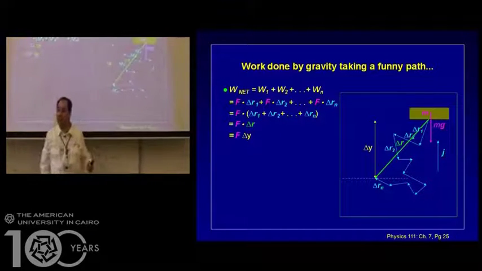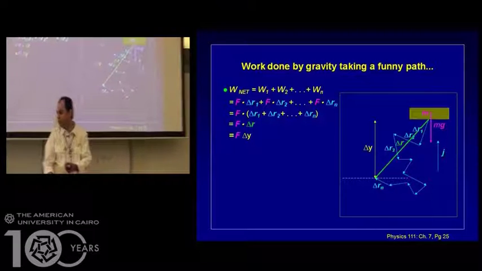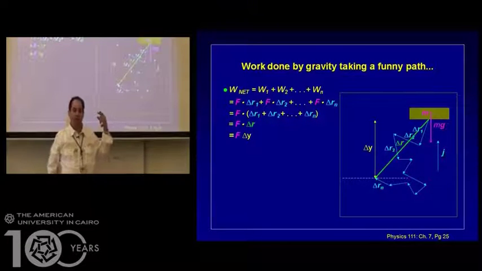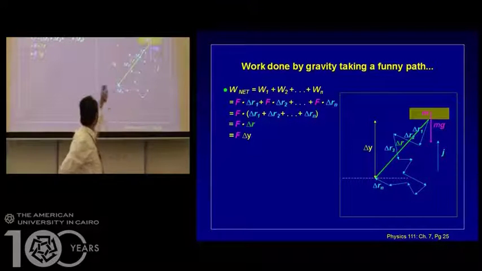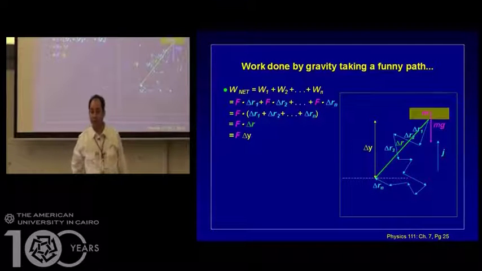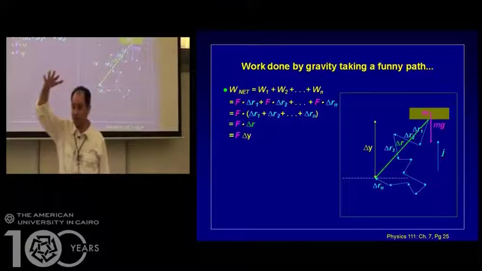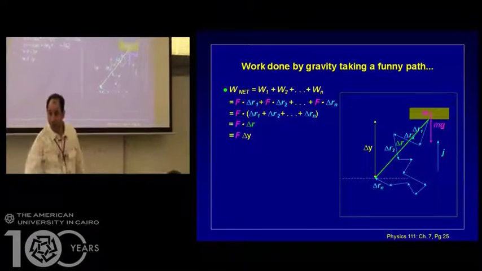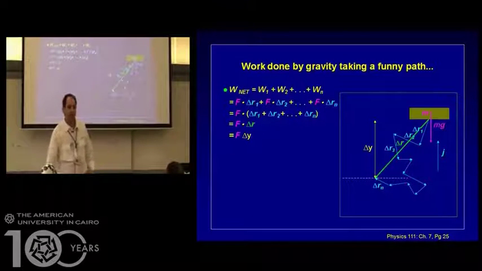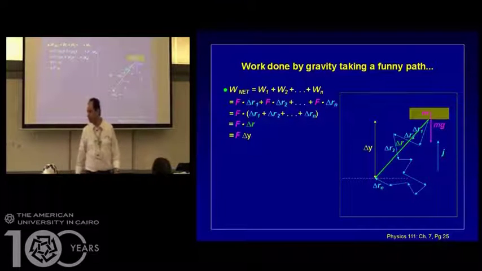The same we get if you move it straight from that height to a point below it by a distance delta y. And in that case, we can conclude that the work done by gravity does not depend on the path. It does not depend if you move that object from here to that point, or you move it that way back to the point. The work done in the two cases is the same. The work done does not depend on the path.